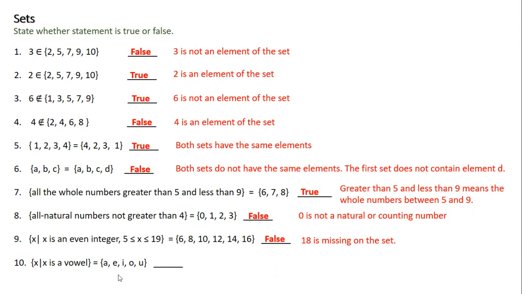All right, number 10. x such that x is a vowel. Oh, the vowels are A, E, I, O, U. This one's a true statement, right? Excellent. All right. Now let's look into subsets and proper sets.